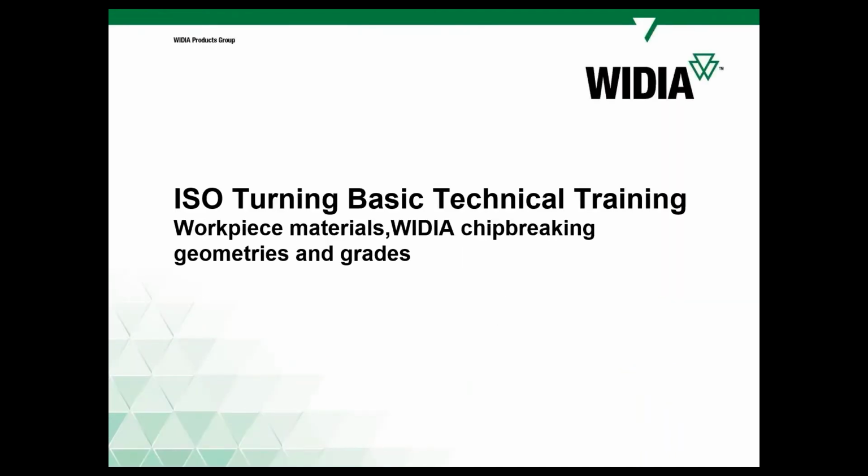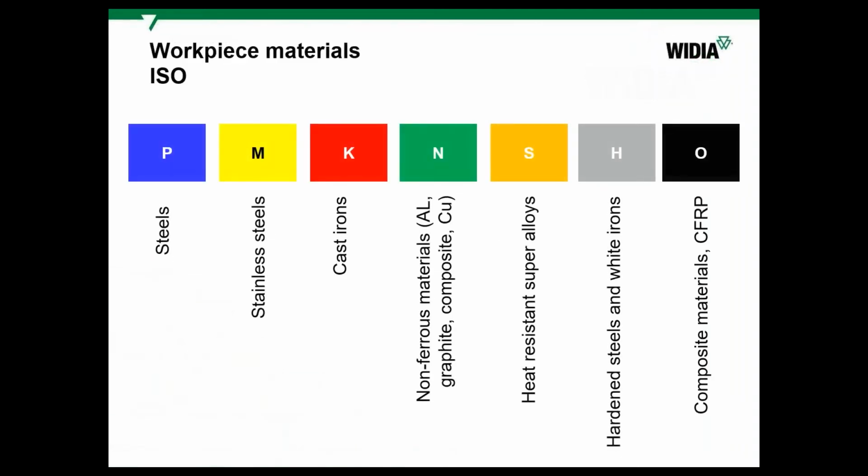So we came to the cutting materials. Generally, we need to organize maybe a separate webinar about cutting materials. Usually, they are divided by ISO, by type of materials, and by color also. It's P, M, K, N, S, H, and O. The first six are included in the ISO, and O is just an additional group for composite materials.